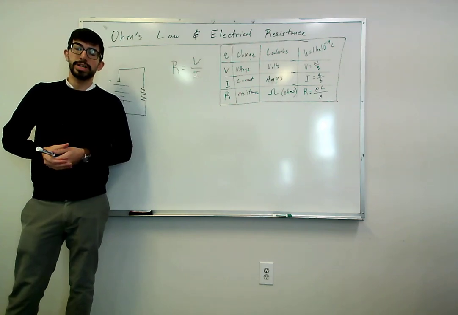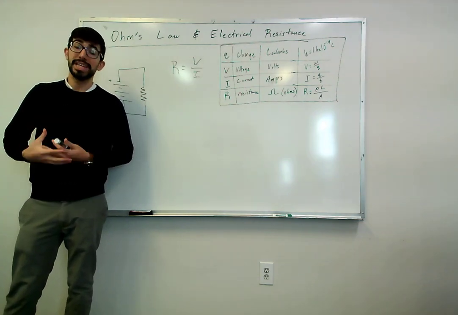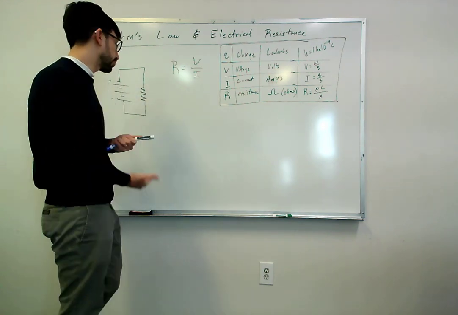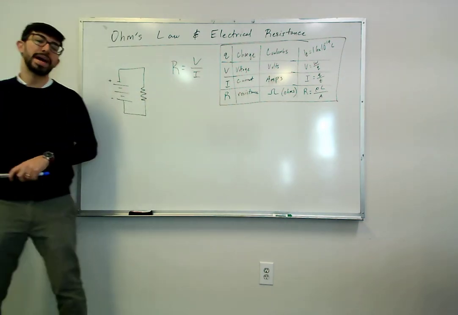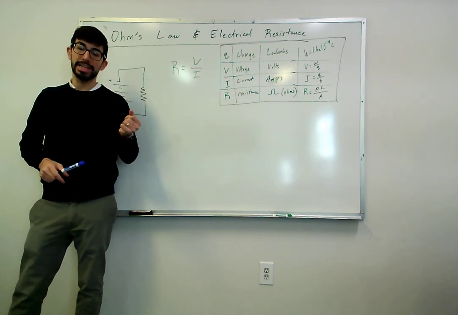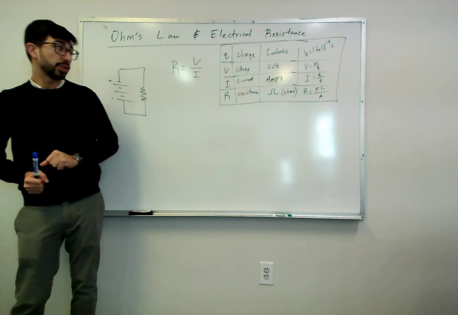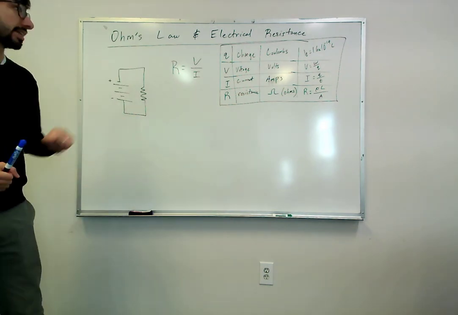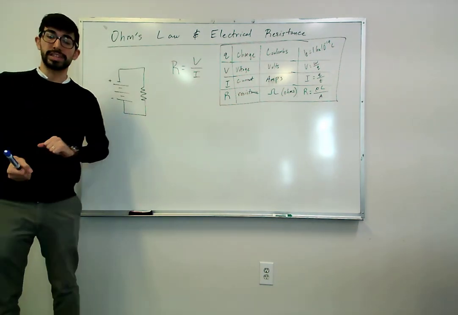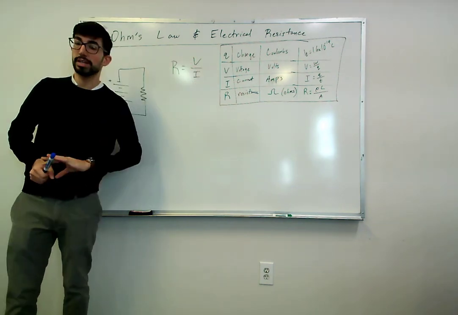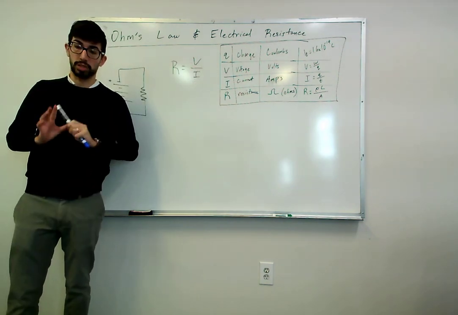We're going to talk about why charge does not transfer immediately, why it takes some time for charge to transfer through a wire, why batteries don't immediately exert all of their potential difference. And the reason is something called electrical resistance. We're going to set up a relationship between electrical resistance, voltage, and current, something called Ohm's law.